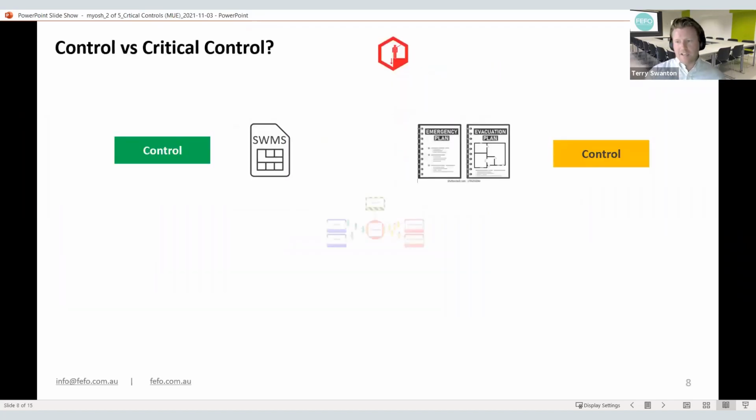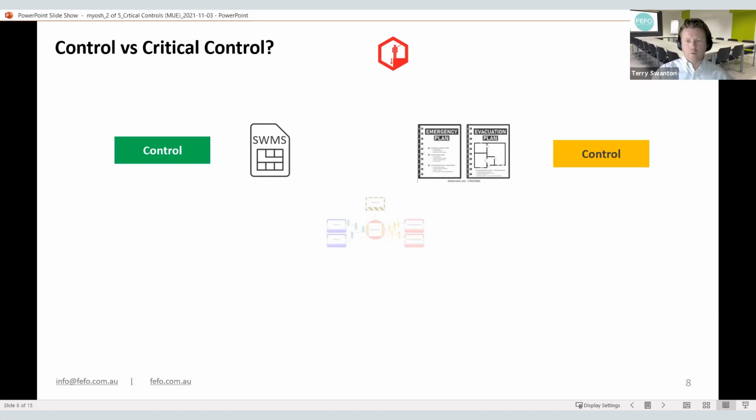So what is a control versus what is a critical control? What we've got here is a couple of options: a SWMS and a management plan. A control should be an act, object, or system. Again, the SWMS is a very, very important document, and so are management plans, whether it's an emergency management plan or a traffic management plan, whichever one you're looking at.